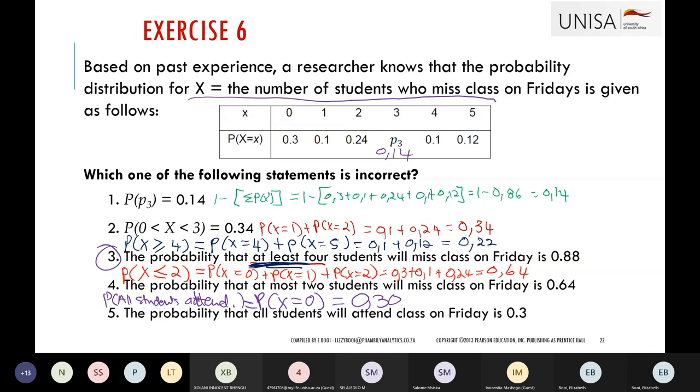Because one will mean not all students attended a class. Two will mean not all students attended a class. Three will mean not all students attended a class, because three students would have missed the class. The question we were asked was that all students attended the class. If they would have said all students did not attend the class, then it's a different question. It's a different total question altogether.